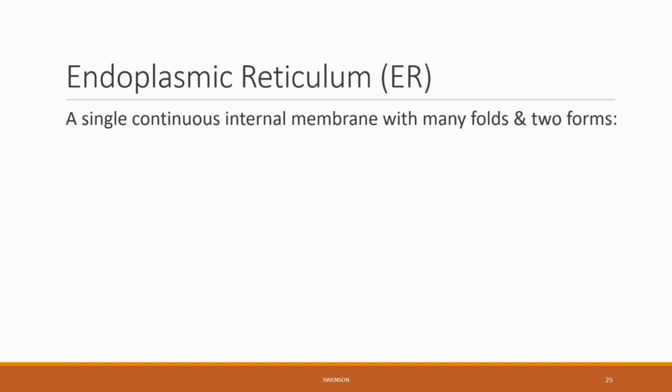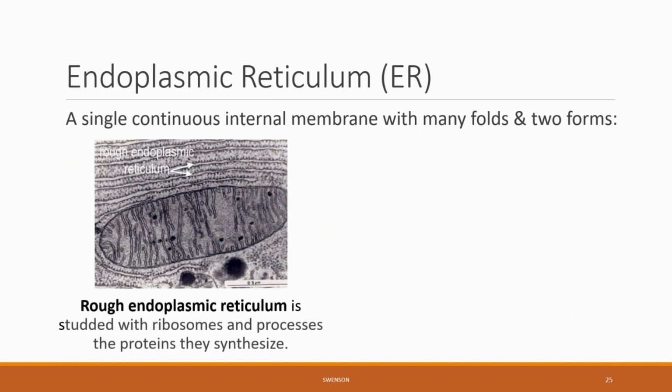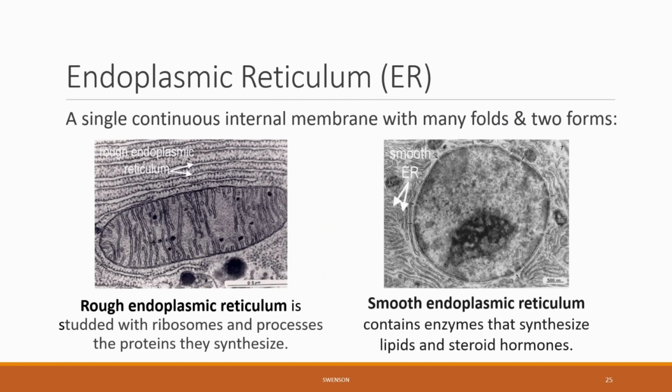The endoplasmic reticulum, abbreviated as ER, is made of a single continuous membrane inside the cell, folded up many times upon itself. The rough endoplasmic reticulum is studded with ribosomes, which are the site of protein synthesis. The smooth ER lacks these ribosomes and therefore appears smooth. It contains membrane associated enzymes that synthesize lipids and steroid hormones.